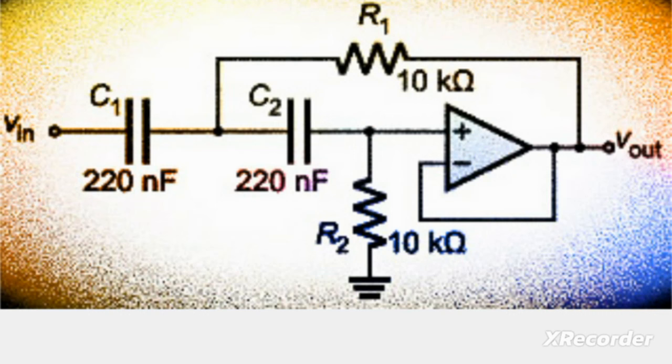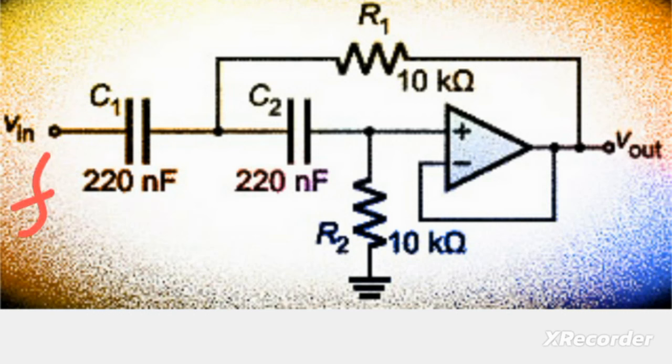Now what we need to understand, let's say we have an input signal here and it has got a peak or peak to peak amplitude of the signal, and it has got a certain frequency, let's say called f.